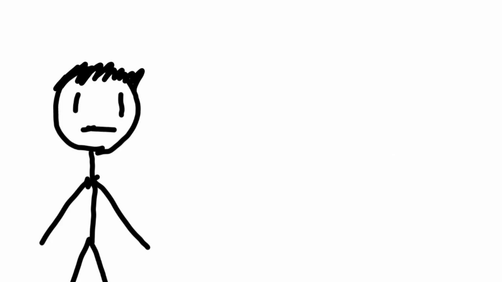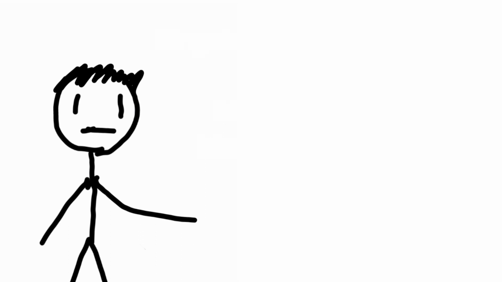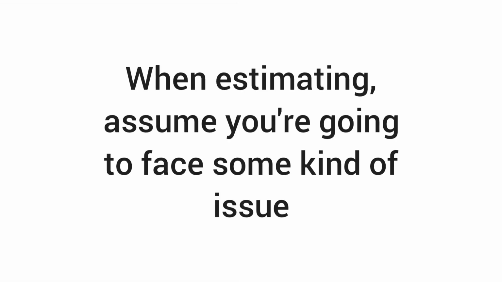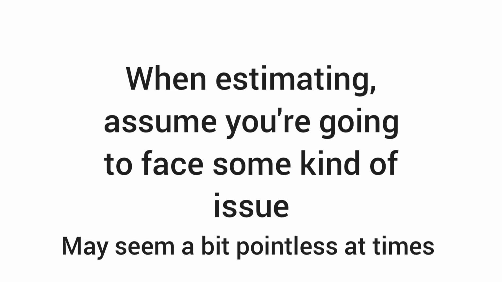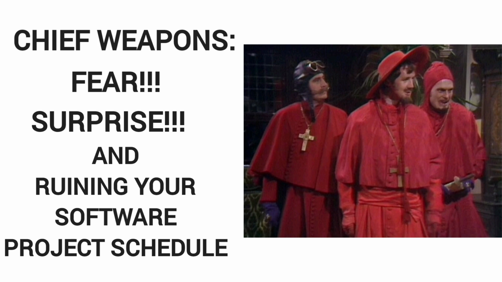A general guideline here is that a task should be estimated with at least a week's worth of time and no longer than 2 months. If it's longer than that, it should be broken down into several separate tasks. When estimating, it's always a good idea to assume you're going to face some kind of issue. It may seem like you're planning for nothing, but you gotta bear in mind, nobody expects the Spanish Inquisition, whose chief weapons are fear, surprise, and ruining your software project schedule.